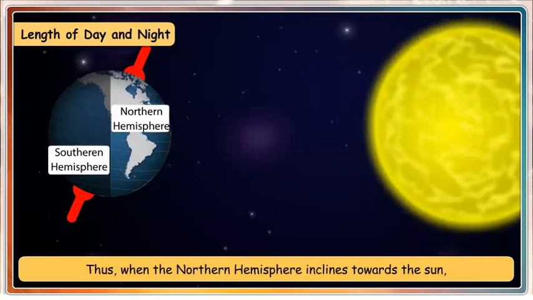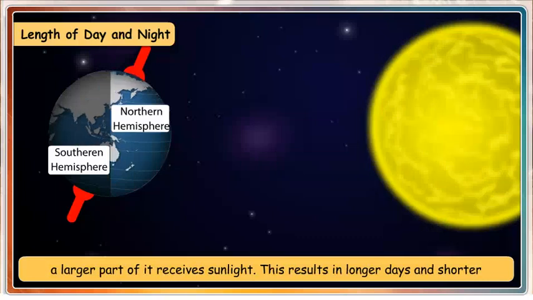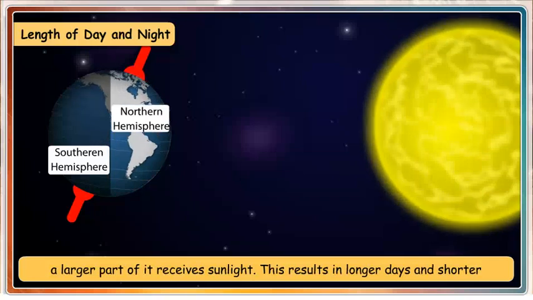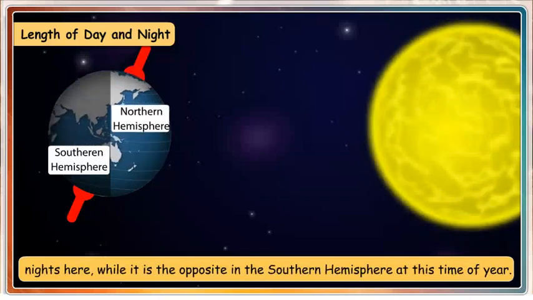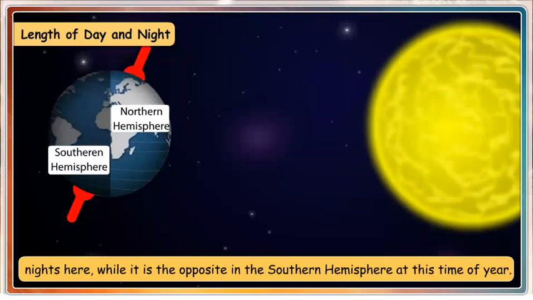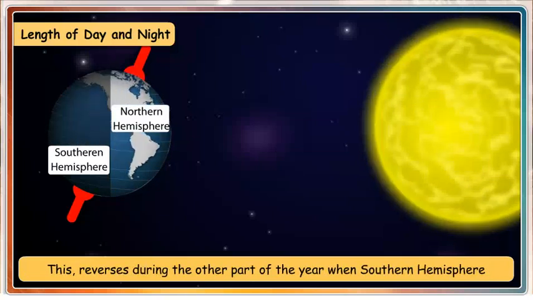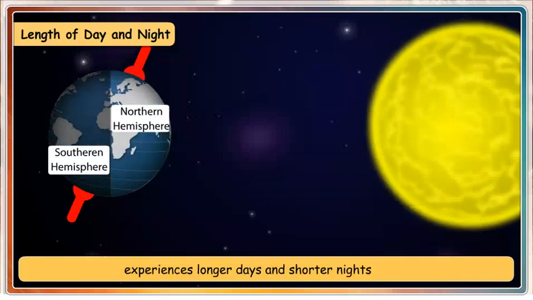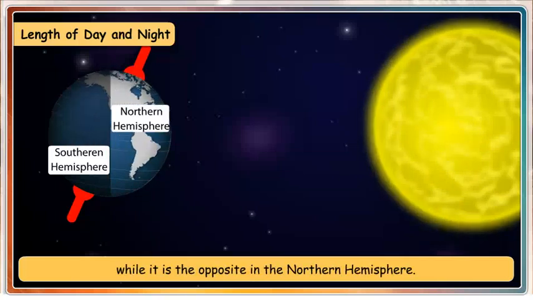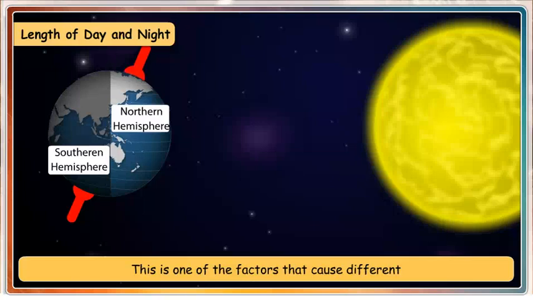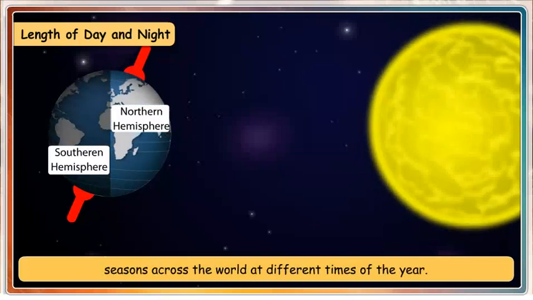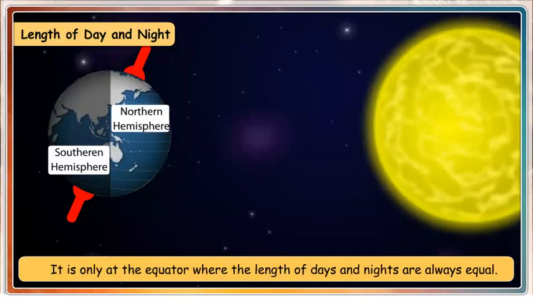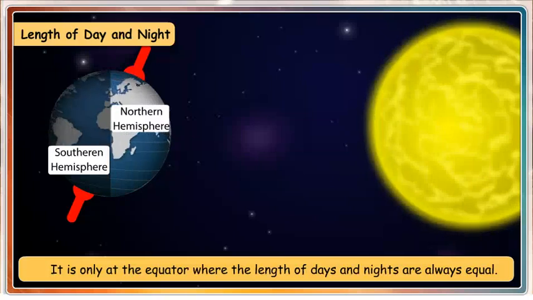Thus, when the northern hemisphere inclines towards the Sun, a larger part of it receives sunlight. This results in longer days and shorter nights here, while it is the opposite in the southern hemisphere at this time of year. This reverses during the other part of the year, when the southern hemisphere experiences longer days and shorter nights, while it is the opposite in the northern hemisphere. This is one of the factors that cause different seasons across the world at different times of the year. It is only at the equator that the length of days and nights are always equal.